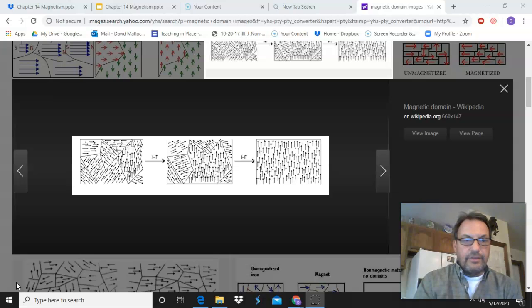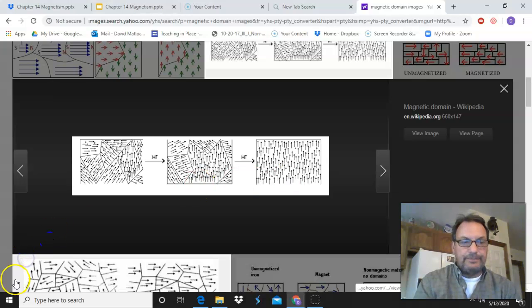Once again, here's another image, and if you'll notice which section is going to be magnetized and which is not. And obviously you can look right here, they're all going in random directions, but over here on the far right, you notice that they're all lined up in the same direction. And so this is what we are talking about when we talk about the magnetic domain.